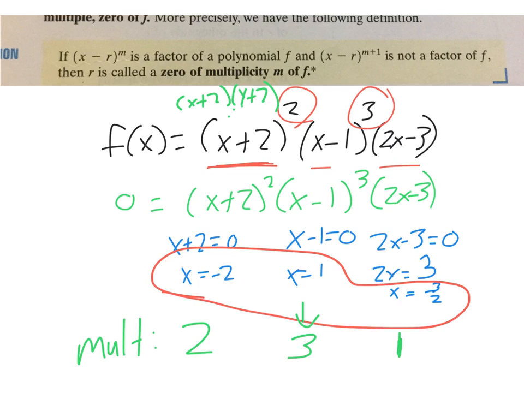And so right now, after we've identified the multiplicity, we're fixing to see what role that plays in the graph of our polynomial function. But let's do one more example where we look at a factored form of a polynomial and talk about its multiplicity.